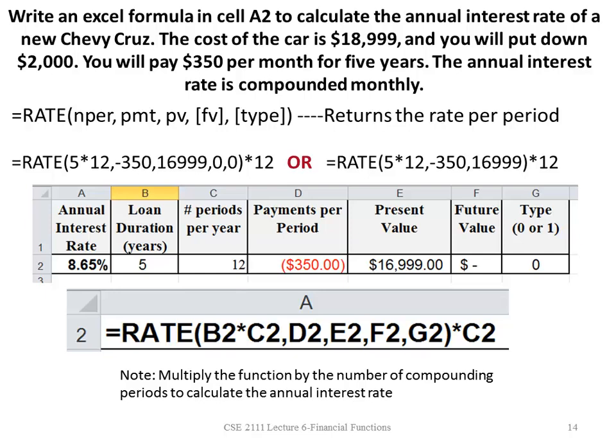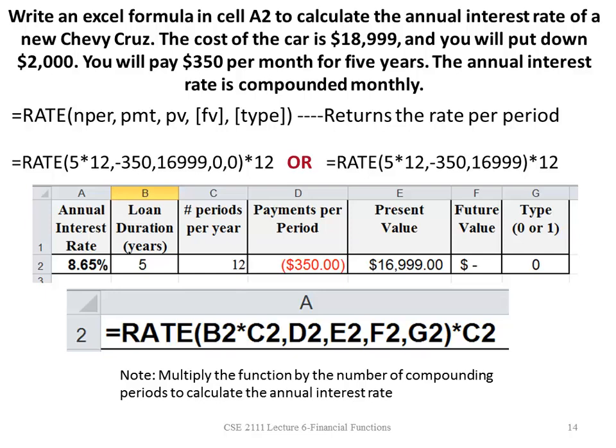The cost of the car is $18,999, but we're putting down $2,000, so we're only going to finance $16,999, and that's money that's coming to us, so it's a positive number. The future value is 0, because we assume we will pay this off at the end of the 5 years, and the type is 0. You always take the entire rate function and multiply it by the number of compounding periods, which is 12.